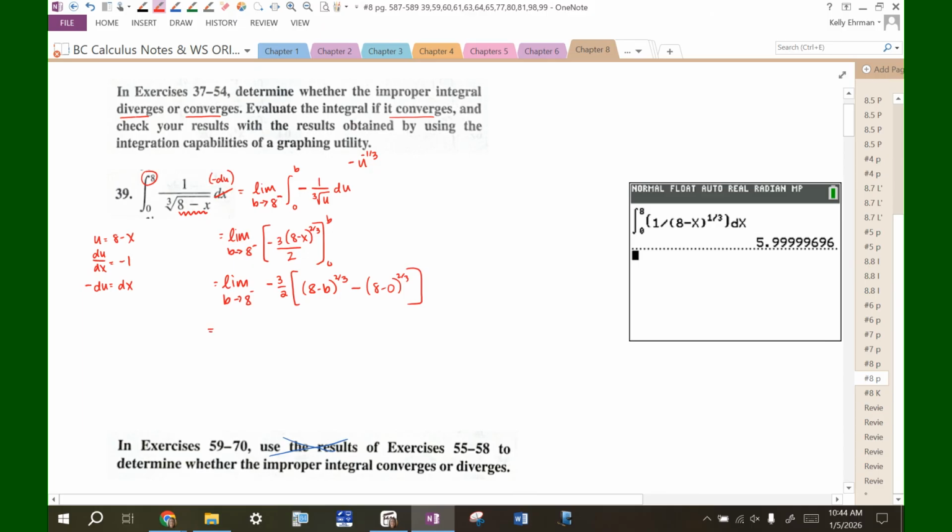Now I can drop my limit notation because I'm subbing in and evaluating the limit. So if I plug 8 in, I get 0 here. So negative 3/2 times 0 minus 8 to the 2/3. That's the cube root of 8, which is 2. 2 squared, which is 4. So that's negative 3 over 2 times 4, which is negative 6. Oh, wait, why do I have negative and it's positive? Oh, because this is negative. Negative 3/2 times negative 4 is positive 6.